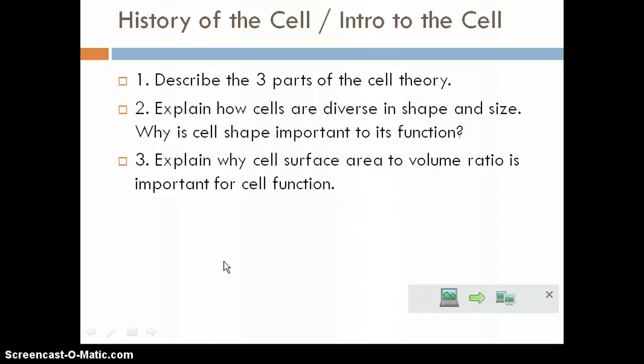Hi class, today we're going to be looking at the introduction to the cell, looking at the history of the cell. And you can see here the three questions we're going to try and cover today. Describe the three parts of the cell theory, explain how cells are diverse in shape and size, why is cell shape important to its function, and explain why cell surface area to volume ratio is important for cell function.